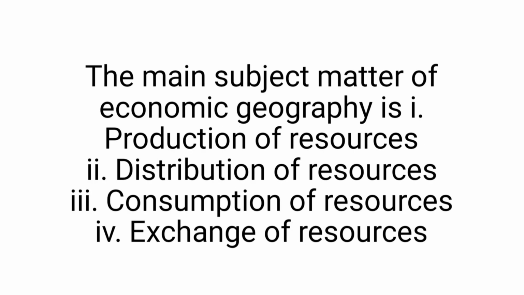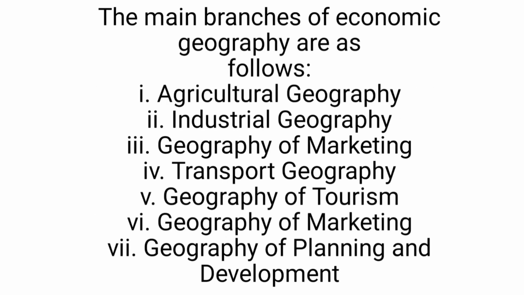The main subject matter of economic geography is: 1, production of resources; 2, distribution of resources; 3, consumption of resources; 4, exchange of resources. The main branches of economic geography are as follows: 1, agricultural geography; 2, industrial geography; 3, geography of marketing; 4, transport geography; 5, geography of tourism; 6, geography of resources; and 7, geography of planning and development.